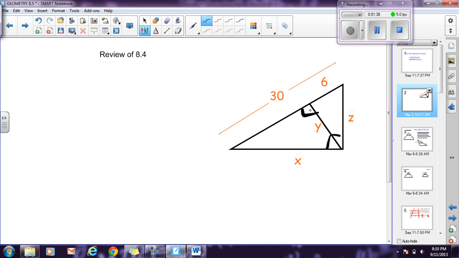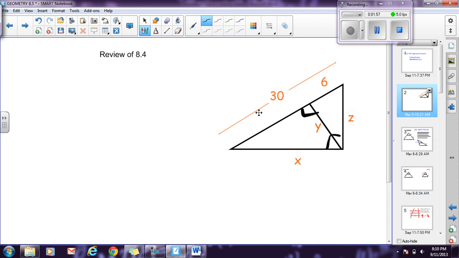Since they're similar to each other, we know that the altitude right here, where this y is, is actually the geometric mean of the two segments. This segment right here, and this segment right over here. So how would I set this up to find out y? Well, this is what I would do. Okay, you would do the geometric mean.